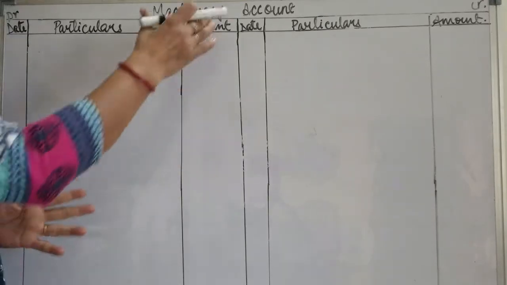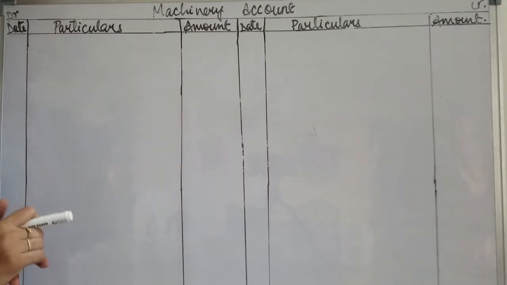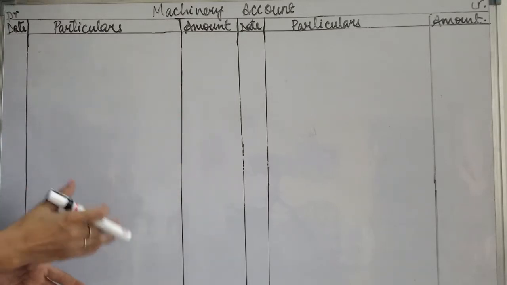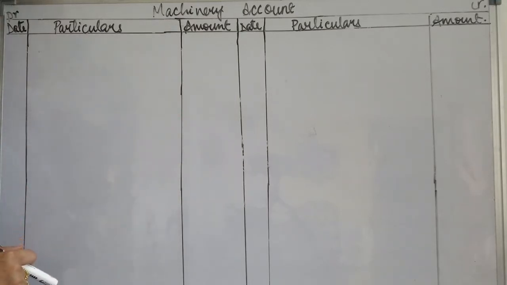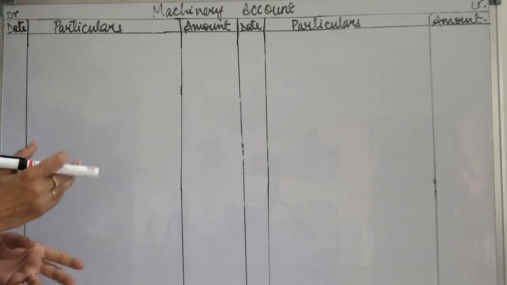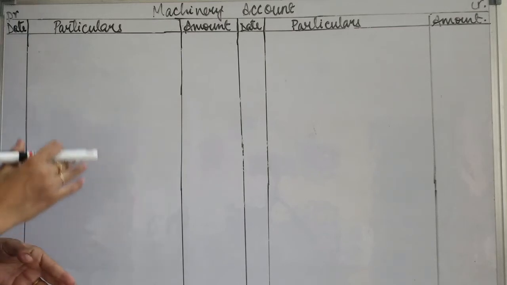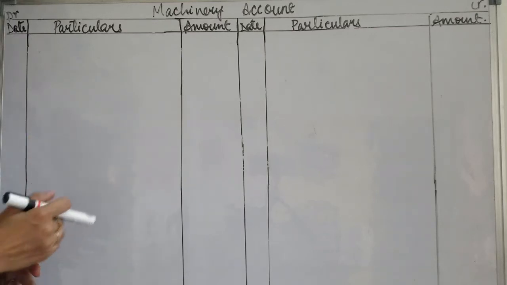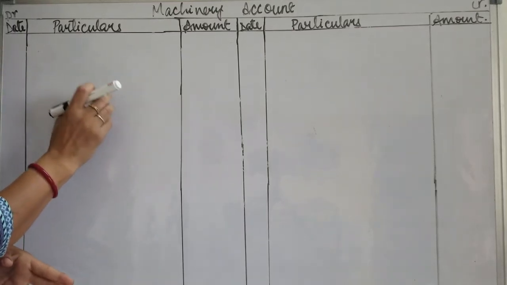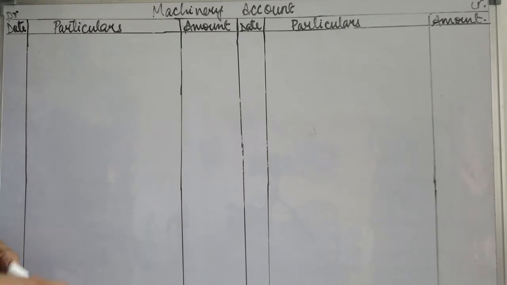Here, this is a proforma of a machinery account, and the asset account is prepared in the same way as in the straight line method. The only difference here is that in the straight line method, the amount of depreciation was the same every year. But here, the amount of depreciation will change every year with the diminishing balance of the machinery. Okay, so let's start.